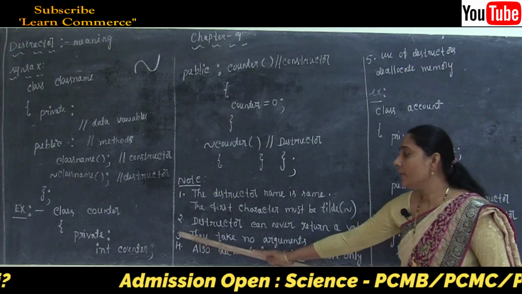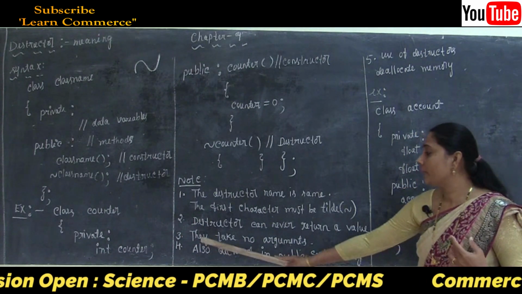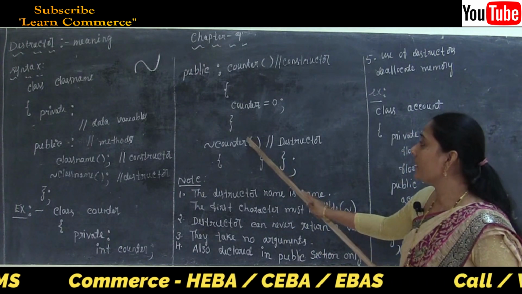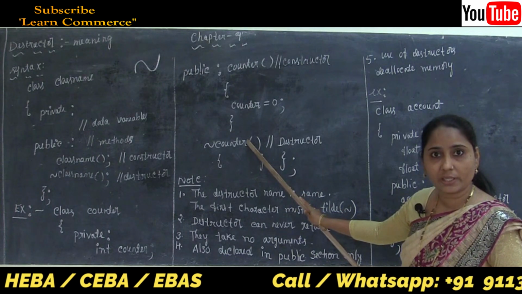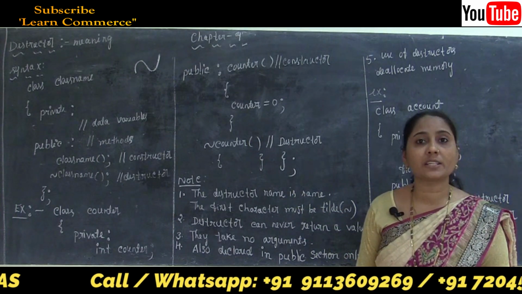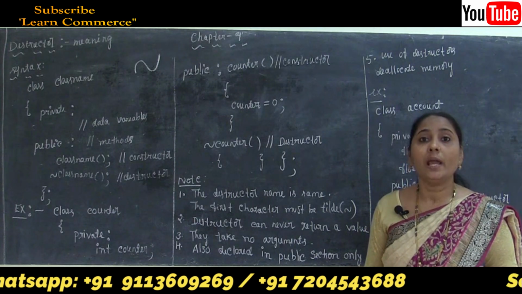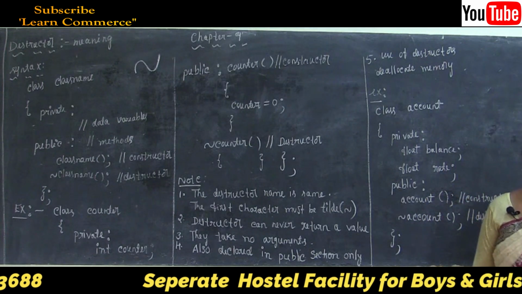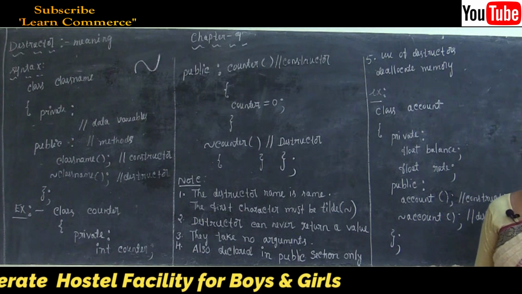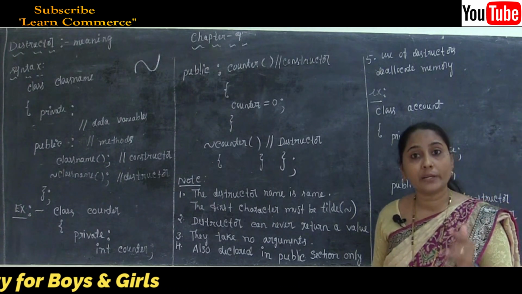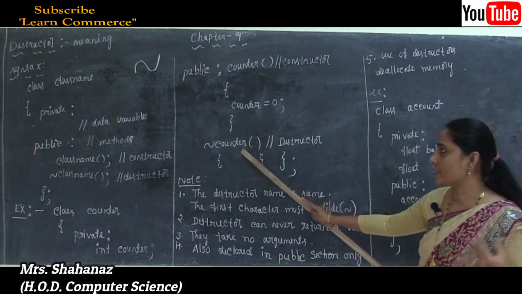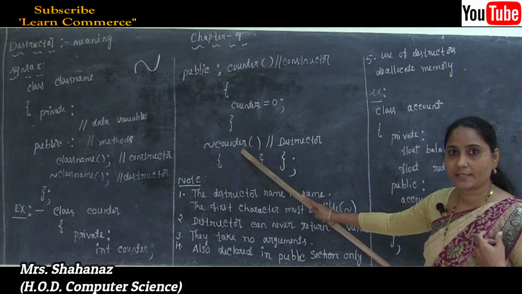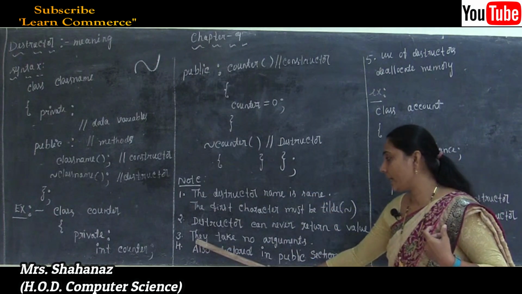And next, the third point we can say is that they take no arguments. Clear this point here? Why? Because there is no argument in our destructor, or simply we can say that the destructor function or special member function cannot be overloaded. Why? Because the same point I said in the second point joins our third note. Clear this point? I already said such a special member function is used to destroy the object. So they take no arguments.